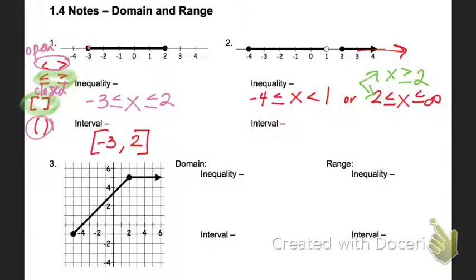Why are you writing an x each time? Because technically it's on the x-axis. So for domain, it'll always be on the x-axis, and then once we get to number 3, there'll be range, and we'll use a y.